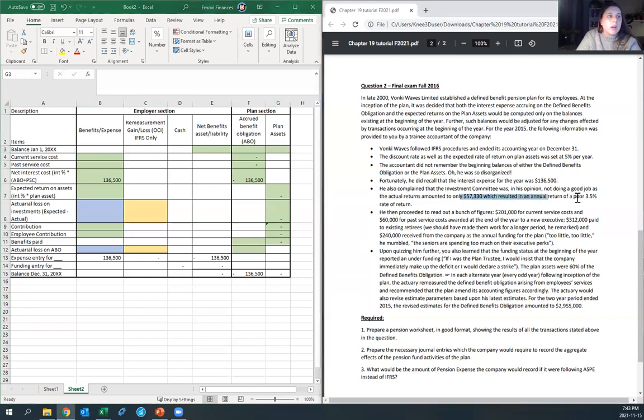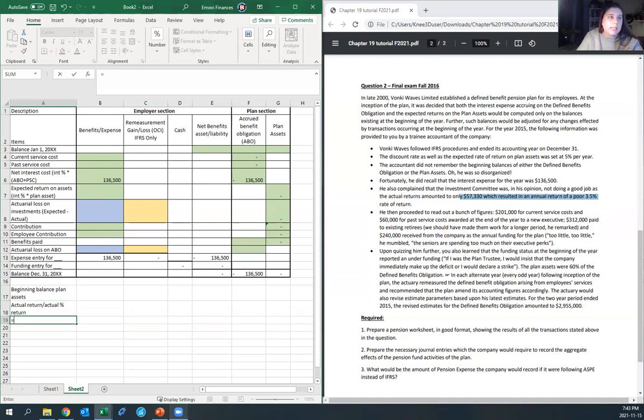Your expected return is 5% of your plan asset. So with this information, we're going to be able to find our beginning balance of the plan asset, and then we're going to be able to calculate our expected return on assets. To find the beginning balance of our plan assets, we do our actual return divided by the actual percentage return. So it's $57,330 divided by 3.5%. So our plan asset's beginning balance is $1.6 million.